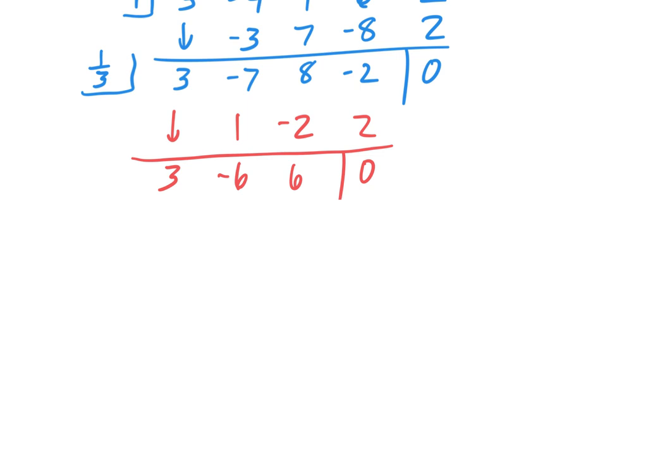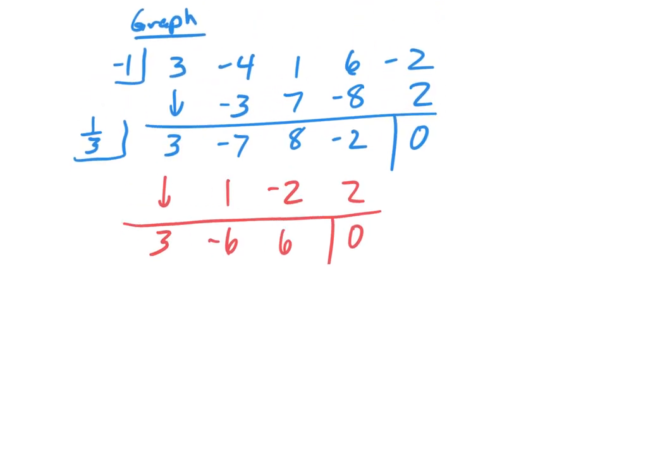Okay, so here's what happens. We started with a 4th degree polynomial. The first time we go through synthetic division, we break this down to a cubic polynomial. When I break it down a second time, now it's a quadratic polynomial. So we went from 4th degree, then 3rd degree, to 2nd degree. Every time we go through synthetic division, our degree goes down by 1. Okay? So this would now be 3x squared minus 6x plus 6.